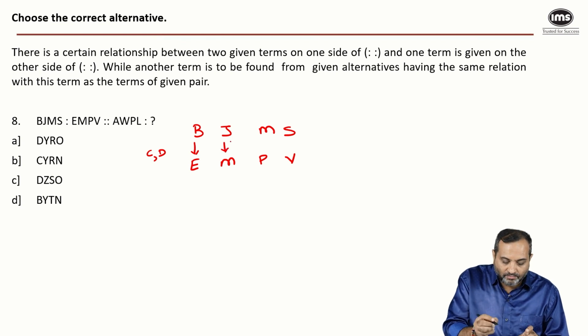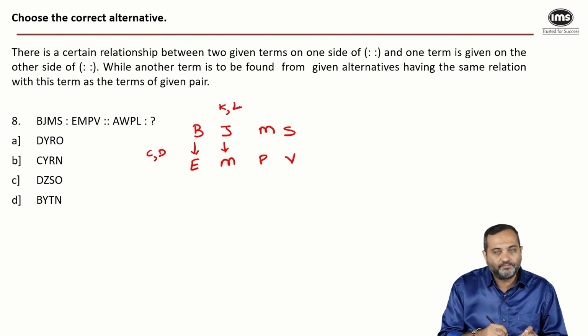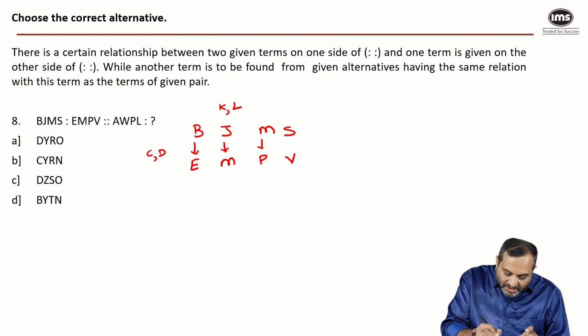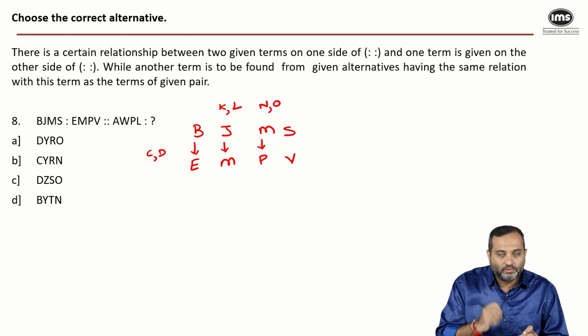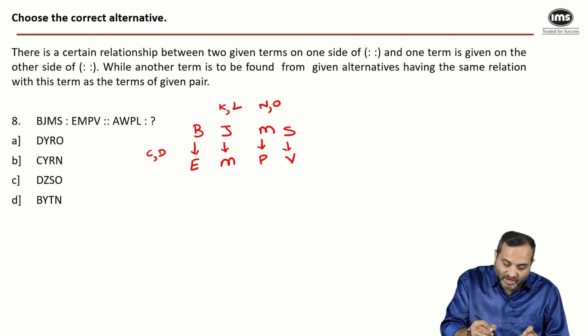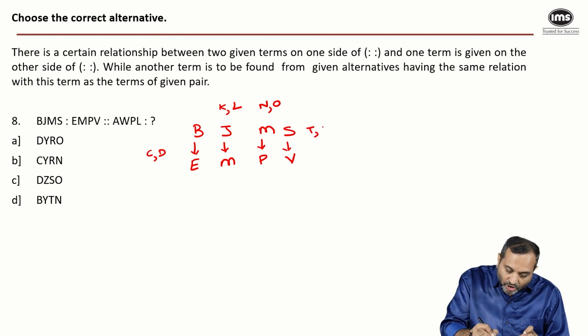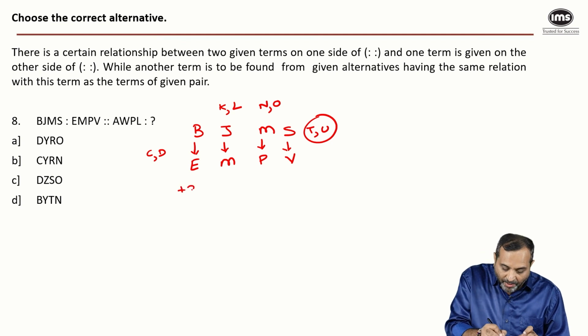J is coded as M. Which are the alphabets that I have skipped? K, L. M is coded as P. Which are the alphabets that I have skipped? N, O. And S is coded as V. So which are the alphabets that I have skipped? T, U. So can I say the logic used here is a +3 logic?